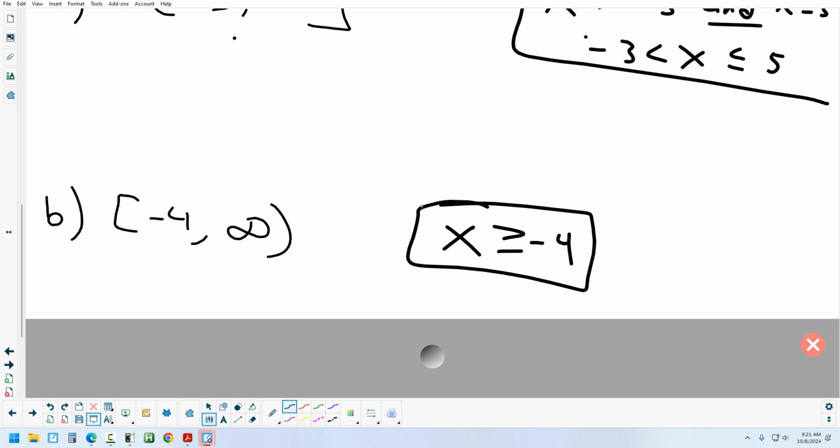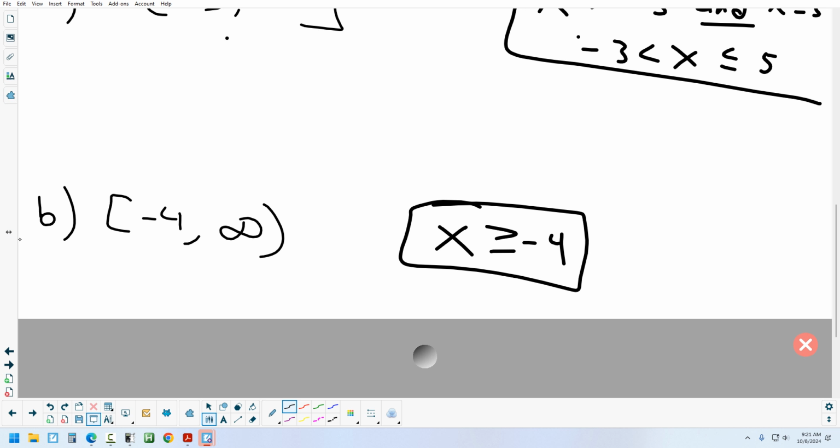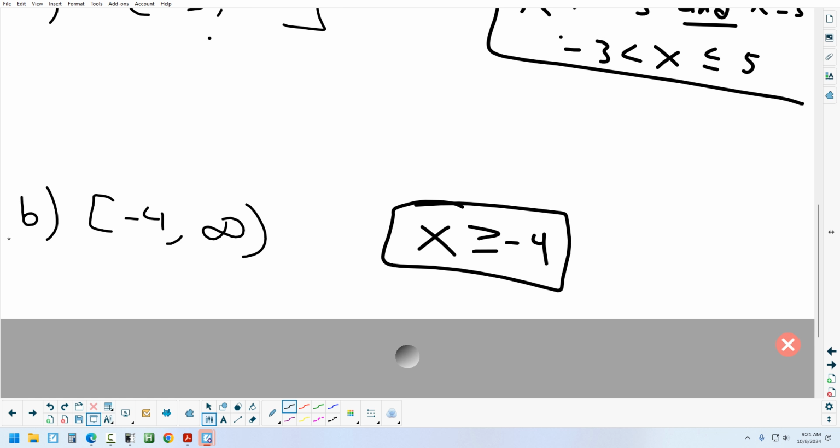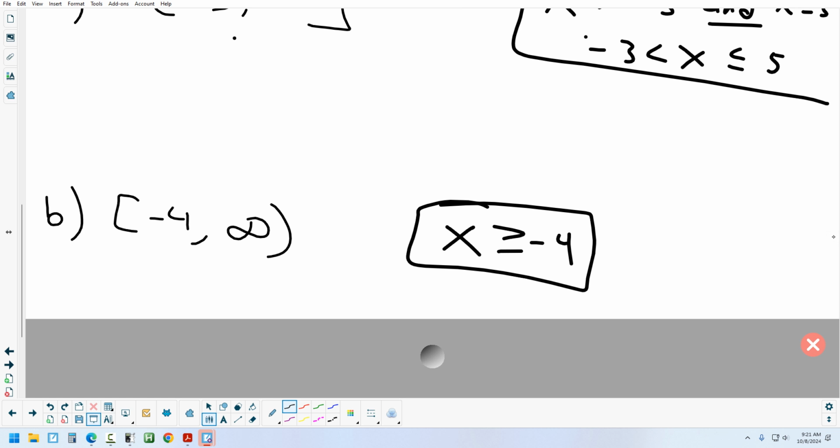So an unbounded interval doesn't have 2 inequality signs in it. It just has 1, and that's it. Any question on that one? All right, so interval notation, inequality notation.